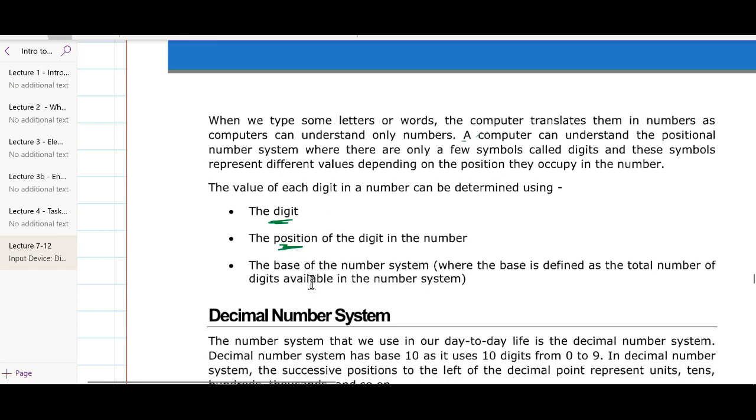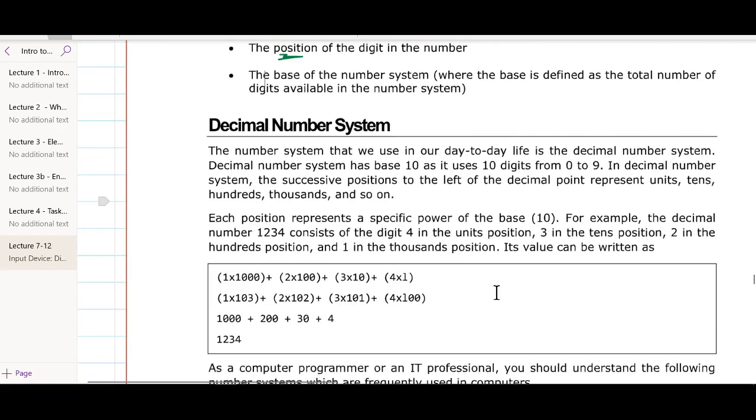Now, the other thing is the base of the number system, where the base is defined as the total number of digits defined in the number system. To give us a good introduction, we are going to start by defining the very common one that you are already conversant with, that is the decimal number system.